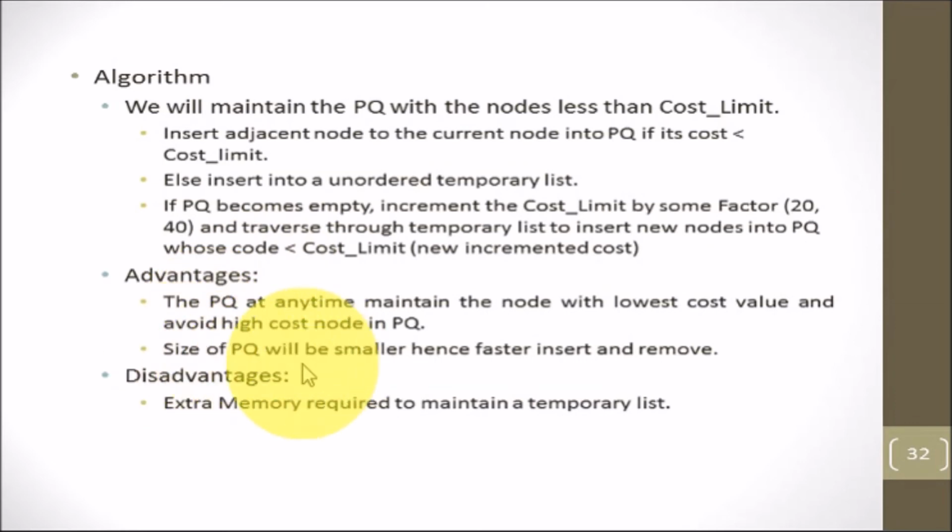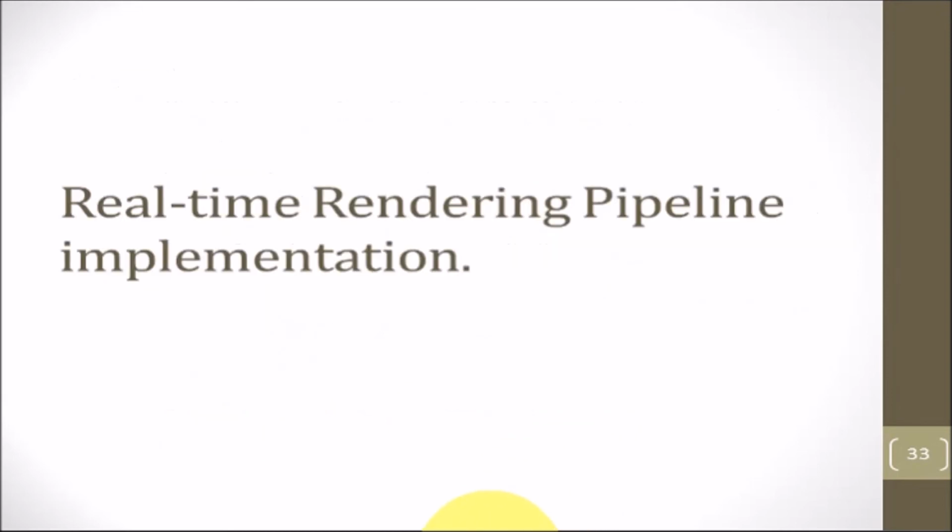Now the size of the priority queue will be smaller, hence faster insert and remove, which is advantageous at any point and will help to improve the performance. The disadvantage is that we will have to allocate extra memory to maintain the temporary list. Now this approach has not been implemented because of lack of time, but we hope to implement it later on.